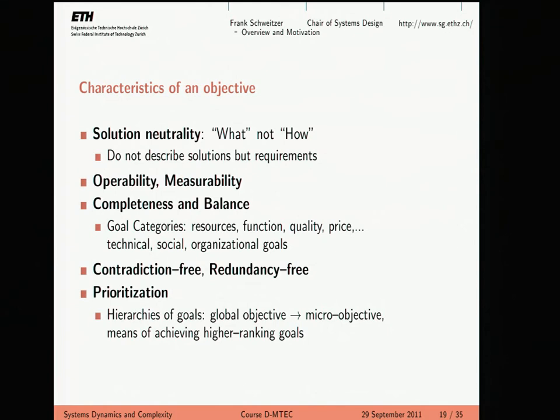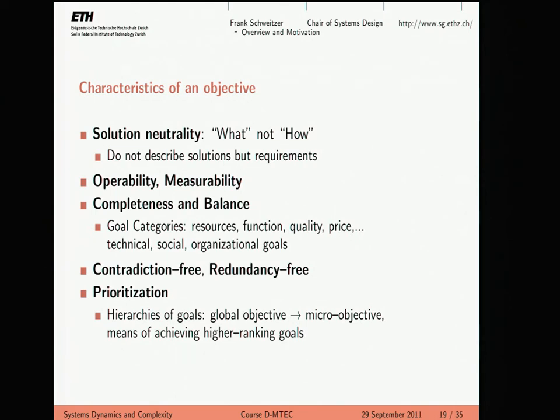Contradiction-free is obvious. No contradicting objectives, because this eventually locks you into not being able to solve anything. No repeating objectives, obviously. And an important thing also, prioritization. Often it happens that individual objectives are at odds with the system's objectives, with the overall welfare of the system. Probably you can think of a lot of examples. Economic examples are the most common ones. Tragedy of the commons, if you've heard of this prototypical example of the conflict between individual and system-wide objectives. You need to prioritize.